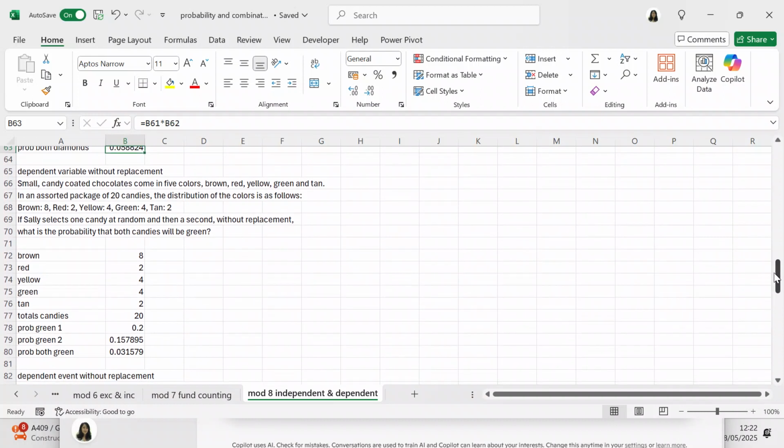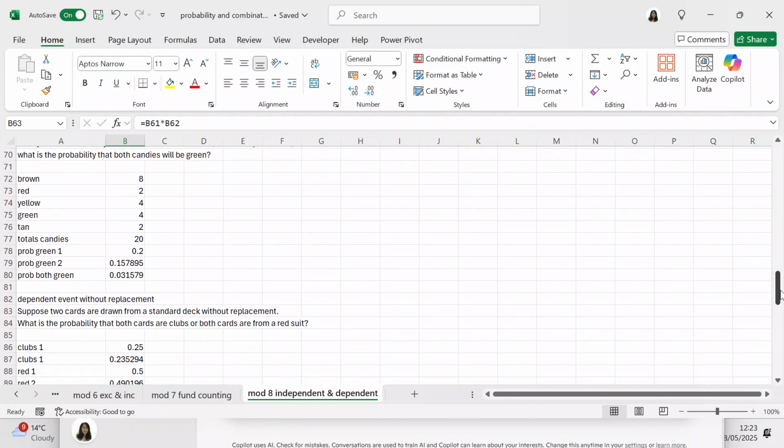The next question we have is a dependent event without replacement. Small candy-coated chocolates come in 5 colors: brown, red, yellow, green, and tan. In an assorted package of 20 candies, the distribution of the colors is as follows: brown is 8, red is 2, yellow is 4, green is 4, and tan is 2. If Sally selects one candy at random and then a second without replacement, what is the probability that both candies will be green?